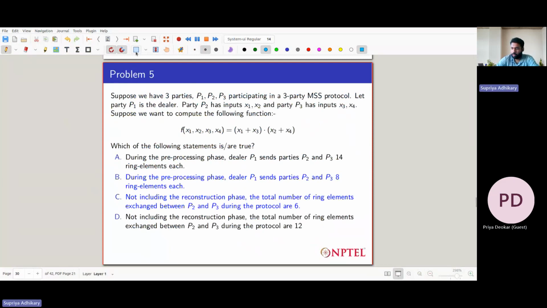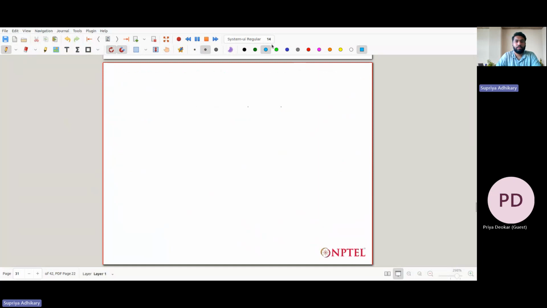So now let's go to problem 5. The problem is kind of the same. In this problem, we have 3 parties, P1, P2, P3, and it uses the 3-party MSS protocol. P1 is the dealer, and P2 has the inputs X1 and X2, P3 has the inputs X3 and X4. So the MSS protocol is kind of an asymmetric protocol.